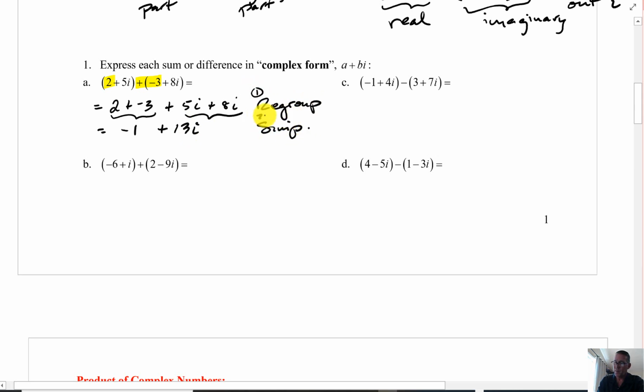All right, step 1, step 2. It's that simple. So regroup and then simplify. All right, now pause the video right here. Pause it right now and then try part B. And then press play when you're ready.